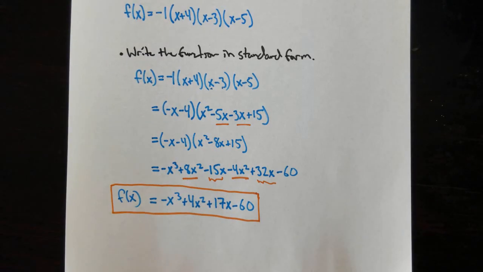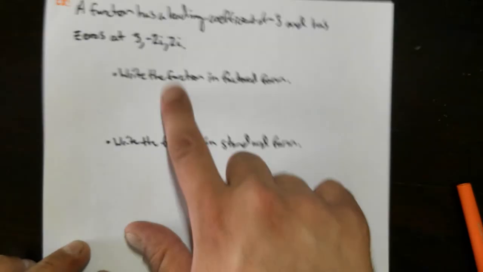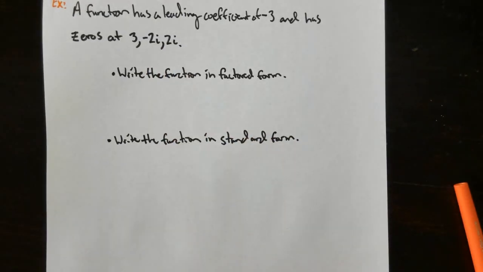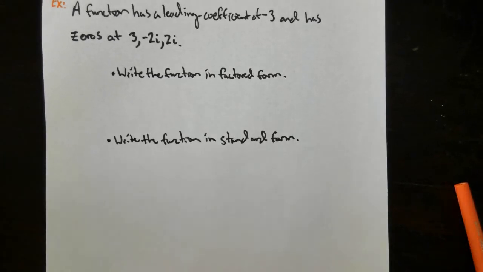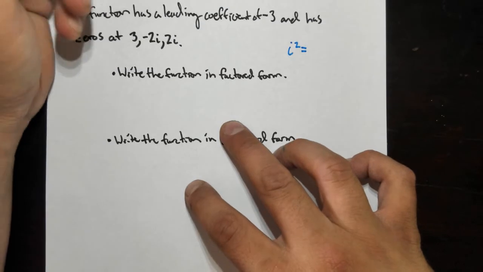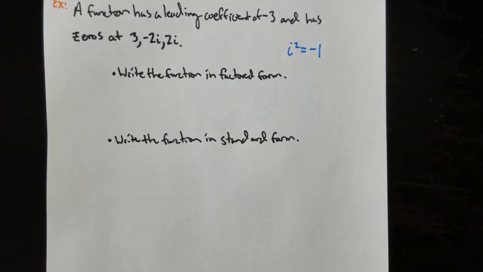All right, let's do one more example here. And this one's going to look a little different. And the reason it looks different is because notice we have i's now in our values. So remember, i's are imaginary numbers where i squared is equal to negative 1. Remember that? Because i equaled the square root of negative 1.